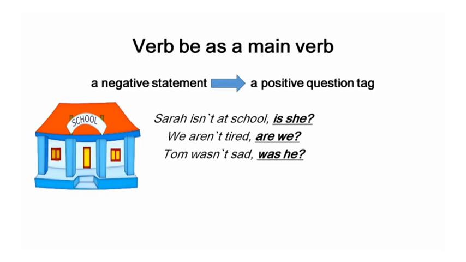Tom wasn't sad, was he? Wasn't becomes was, and we use he because the subject of the sentence is Tom. They weren't ready, were they? Weren't becomes were, and we add they at the end of the question tag.